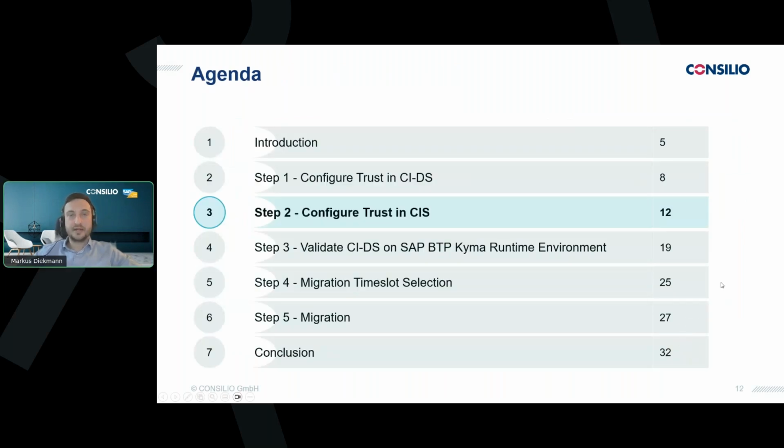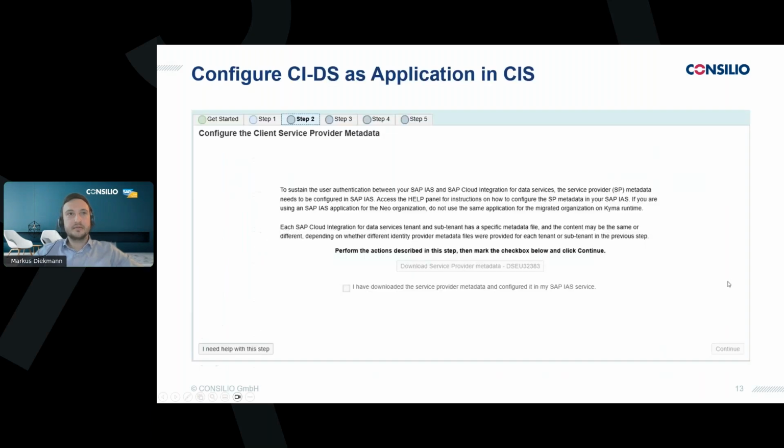So now we have created the trust on CIDS side, and in the second step we have to enable that the CIS also trusts the CIDS. There you can download metadata from CIDS in the second step by clicking on the button download service provider metadata for your organization. And this metadata has to be uploaded in your CIS. And I will show you now how to do it.